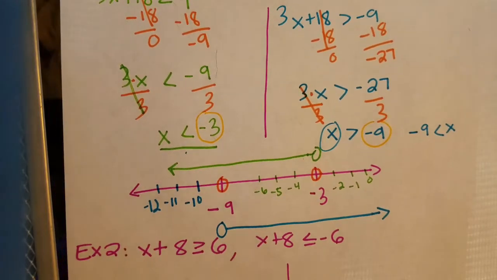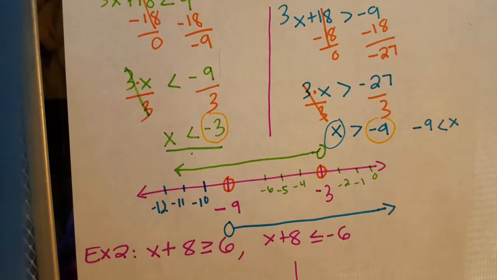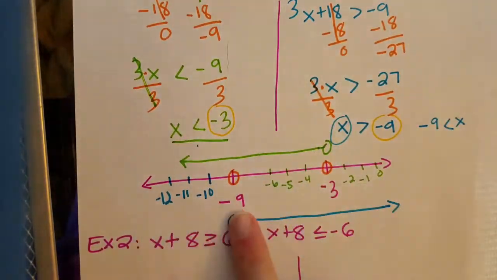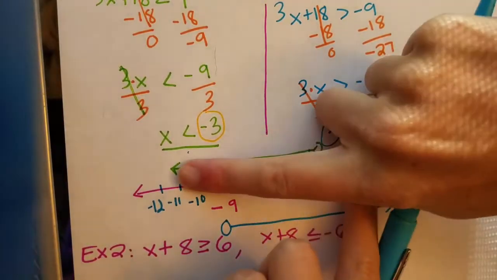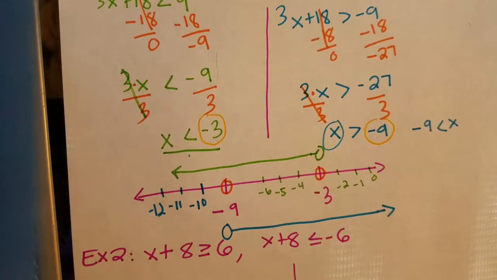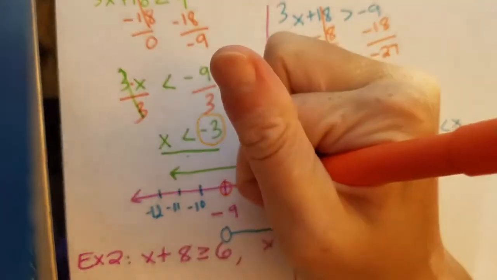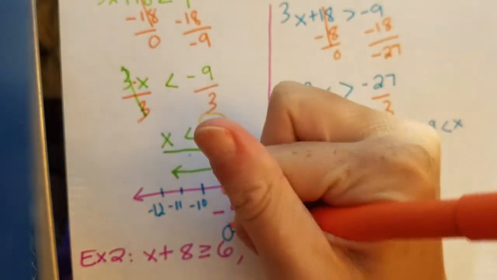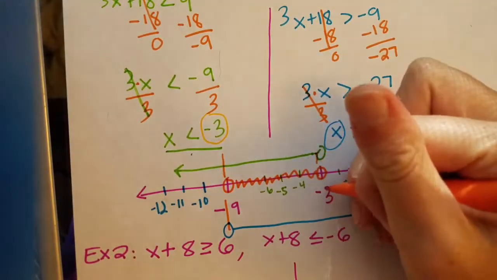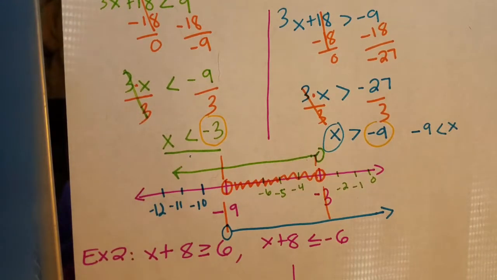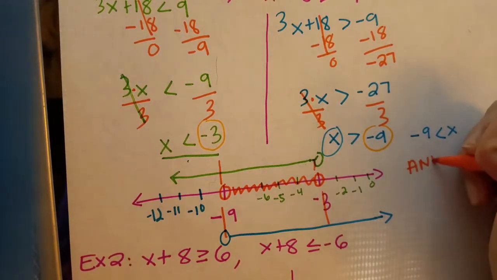Okay, so now we need to determine, is this an and or an or scenario? Well, if you notice, this car was heading this way and this car was heading this way, and unfortunately the cars collide. They get into a horrific accident, and where they collide is in between -9 and -3. So I'm going to shade where they collide. They collide in this area right here, so that's where I shade. Since my two values collide, this is going to be an and inequality. Okay, so this is an and.